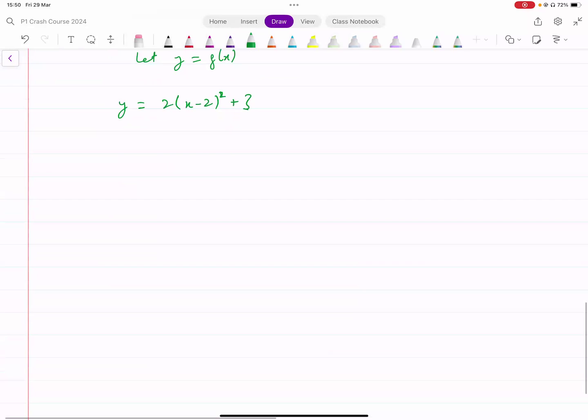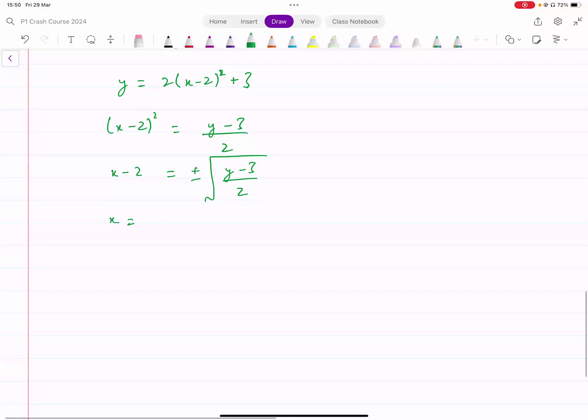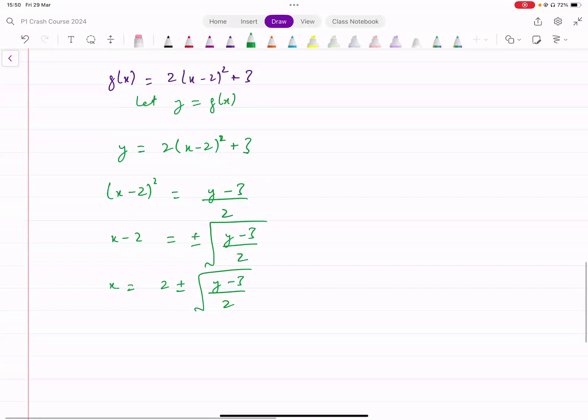Take everything to one side, apart from (x minus 2) whole squared, it's going to become y minus 3, and then divide by 2. Take square root on both sides, but remember, whenever you take square root, you have to put plus minus. And then inside the square root, you have this whole thing, (y minus 3) over 2. Then 2 goes to the other side, and you have 2 plus minus square root of (y minus 3) divided by 2.